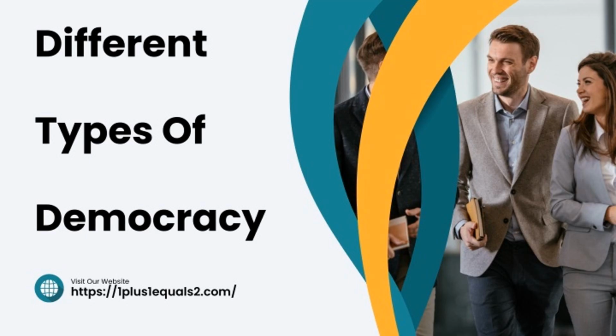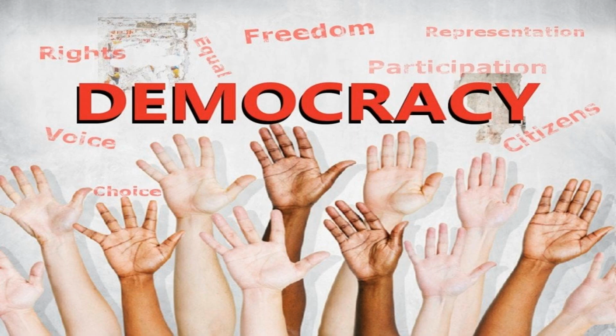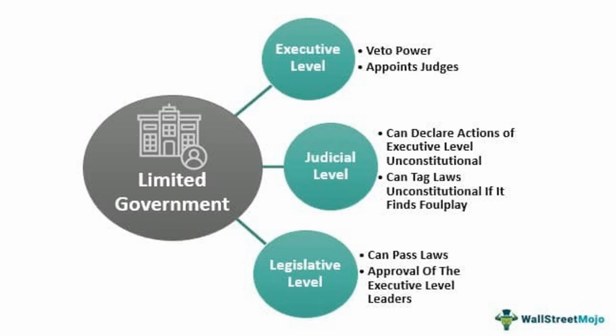Democracy is a system of government that allows people to participate in decision-making processes. However, there are various forms of democracy around the world, each with its unique characteristics and structures. Join us as we delve into the 5 main forms of democracy and gain a deeper understanding of how they function and differ from one another.